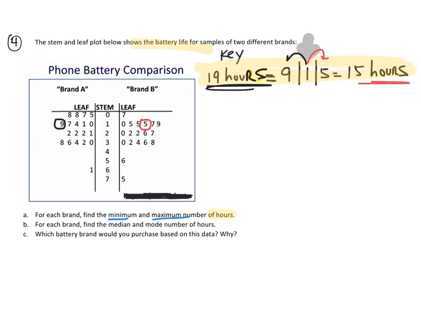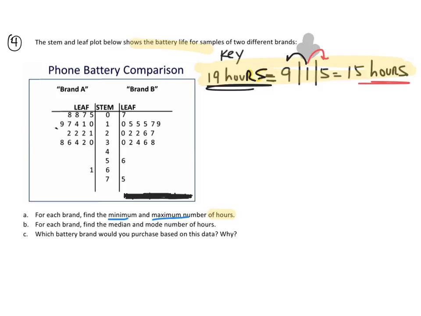Well, if I just deal with brand A, the minimum would correspond to that 5. With the stem of 0, that would mean the number 05, or just 5 hours. And the maximum, it looks like the stem of 6 with this leaf of 1, would be 61 hours. So that's to the left, brand A.